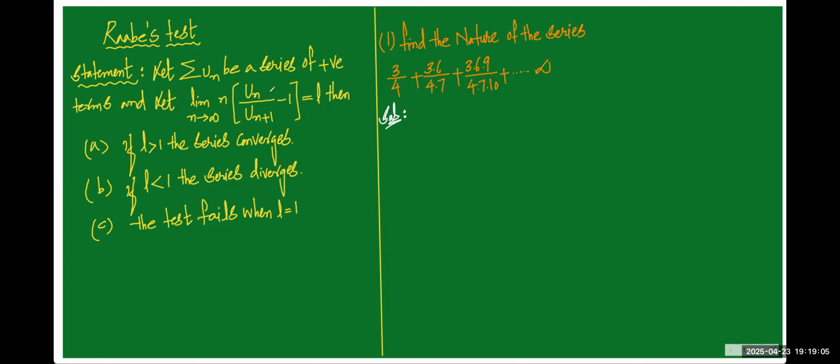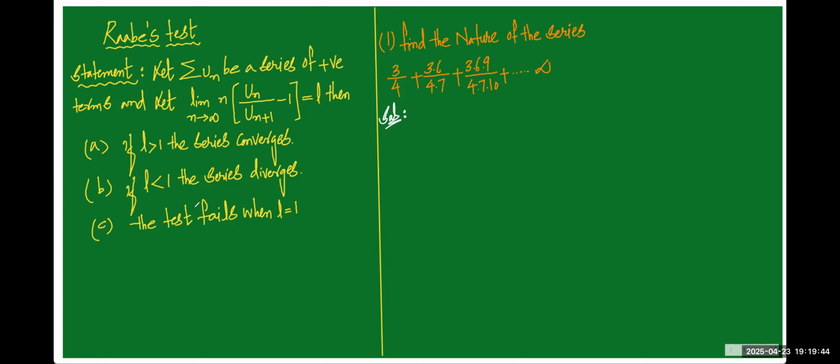Okay, Raabe's test we have to discuss. First of all, let us assume that summation un, which is called the nth term, be a series of positive terms. We are discussing every time the series of positive terms and this condition. Limit n tends to infinity of n times (un by un plus 1 minus 1), which is already done in the ratio test. What is the extra term? We have to subtract 1 and multiply with n. Suppose this value is L, then if L is greater than 1 it converges, less than 1 it diverges, and the test fails if L is equal to 1.